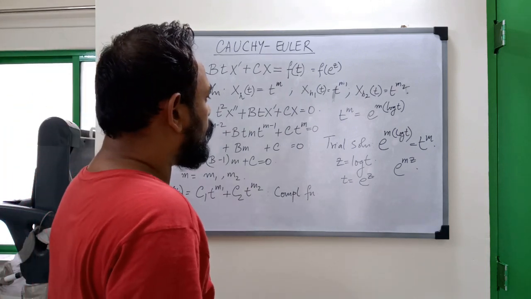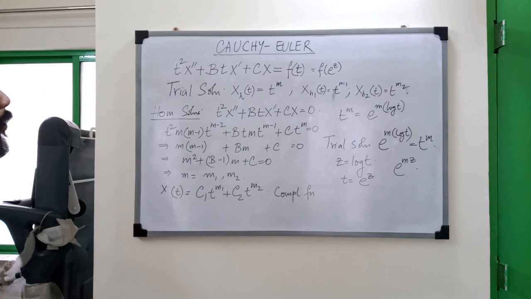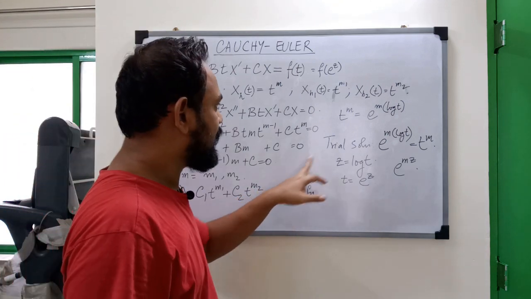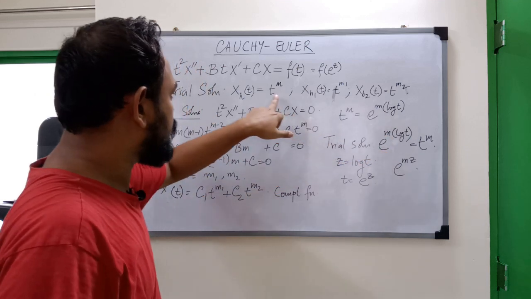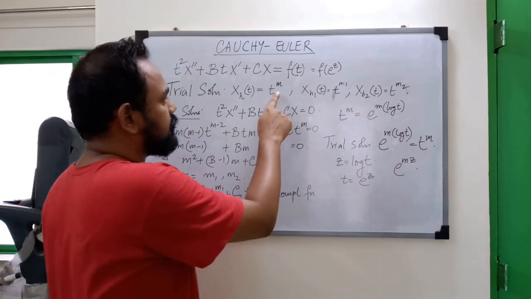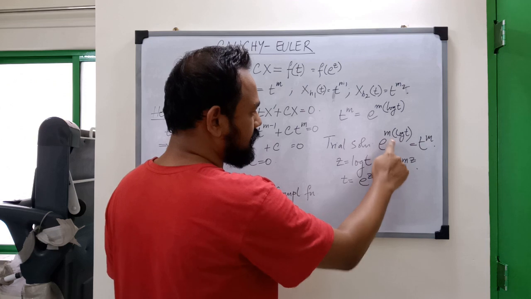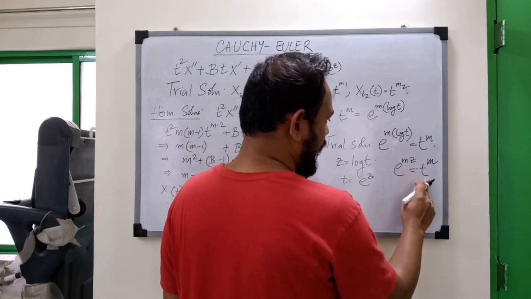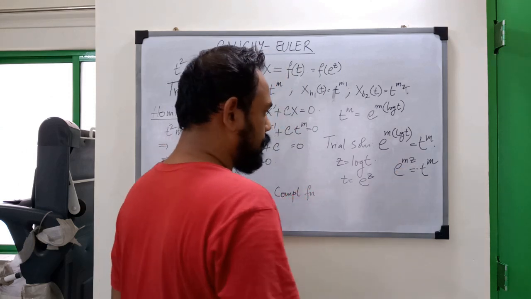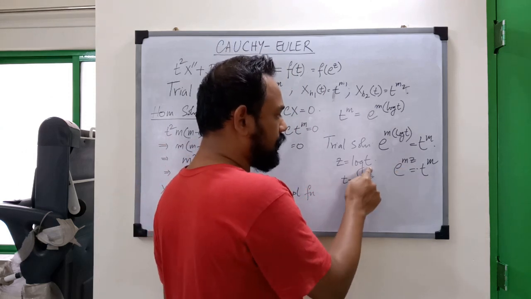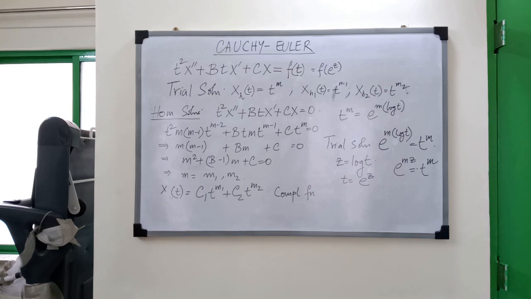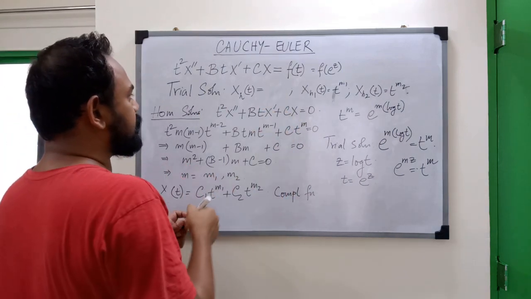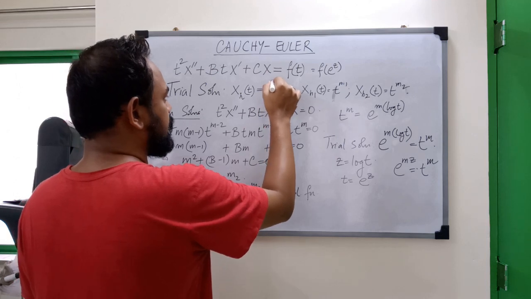Right. So what will that form be? Well, thinking about t to the m as e to the mz, where z is log t, if I change this, then this is e to the mz.